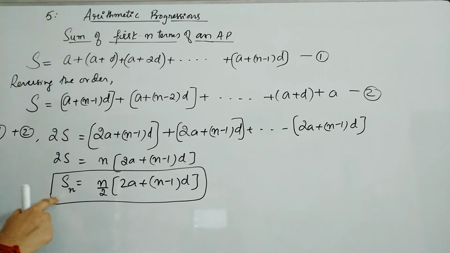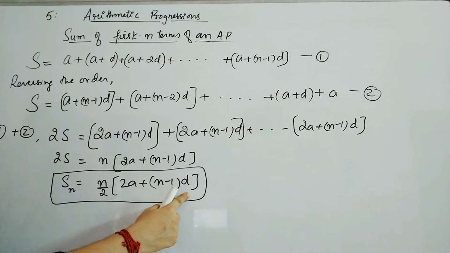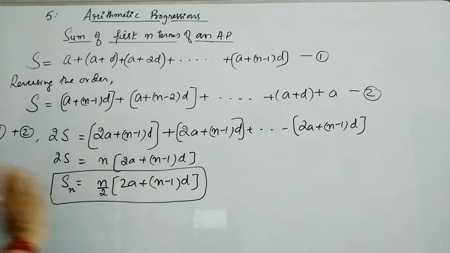So what is the formula for the sum of the first n terms of an AP? It is Sn is equal to n by 2 into 2A plus n minus 1 into D, where A is the first term, D is the common difference, and n is how many terms you have to add.